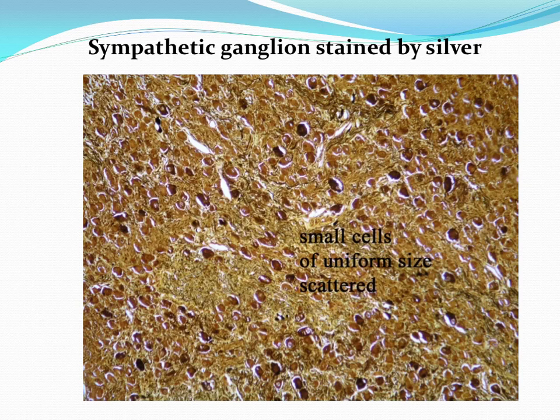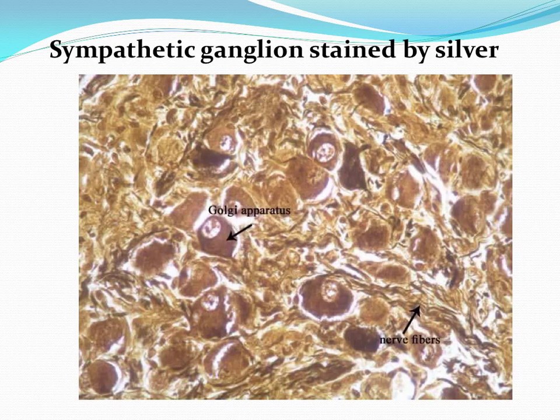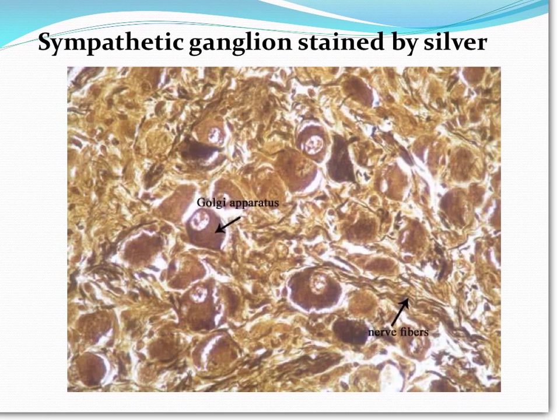Why do the nerve fibers here appear brown? They appear brown due to the presence of the neurofibrils that also stain brown by silver. This is the sympathetic ganglion, also stained by silver, but at a higher magnification. You can see here that the cells have an achromatic nucleus. The cytoplasm is brown due to the well developed Golgi apparatus. Here the nerve fibers are stained brown by silver due to the neurofibrils in the nerve fibers.